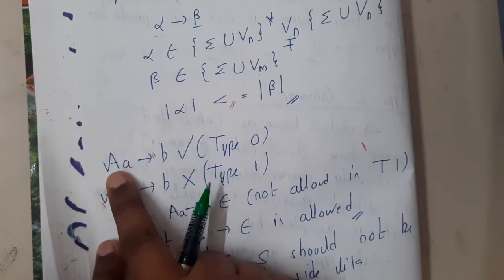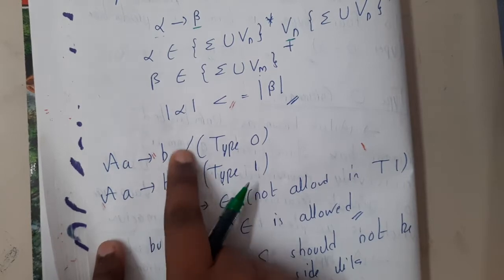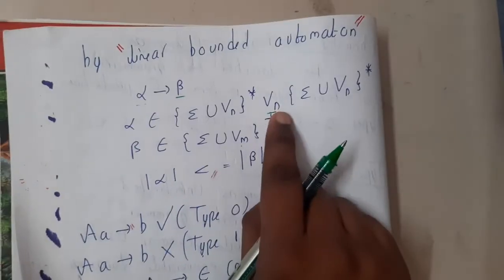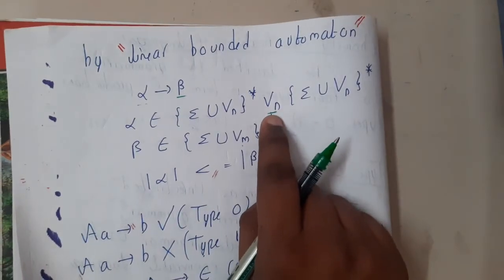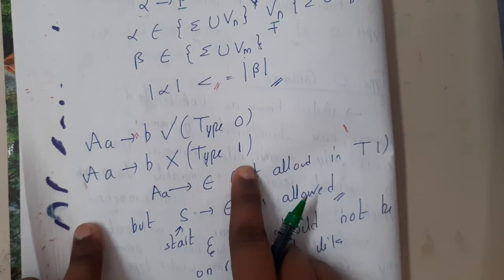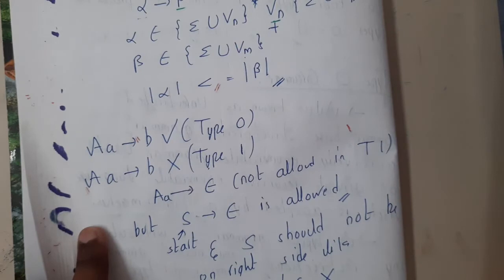So basically, capital A small a implies B is allowed in type 0, but here if you observe, on the left hand side small letters are not allowed. It could be only V of n. So indirectly type 1 is not going to allow it. Let me just cross check that I did not do anything silly here.